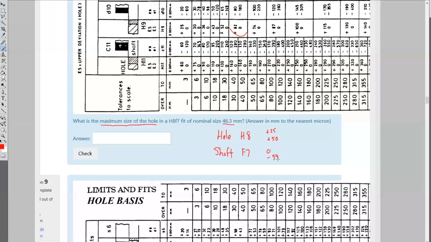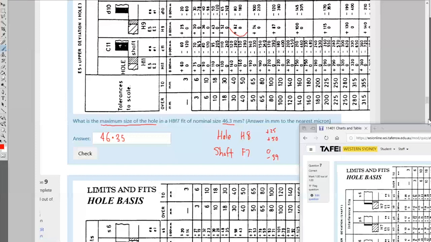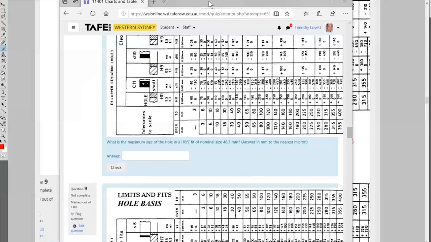Those are all microns. Maximum size of the hole, the biggest hole you can get, will be 46.3 plus 50 microns, 0.050. That's 50 microns. So the biggest hole you can get is 46.35. If you go bigger than that, it's out of spec. Your parts are wrong. It's not an H8F7 anymore. So the number we are after is 46.35.